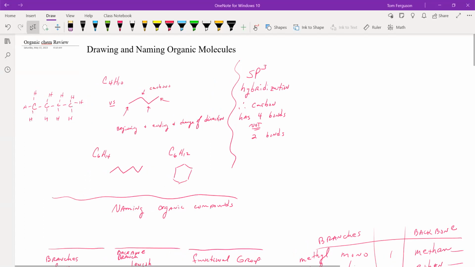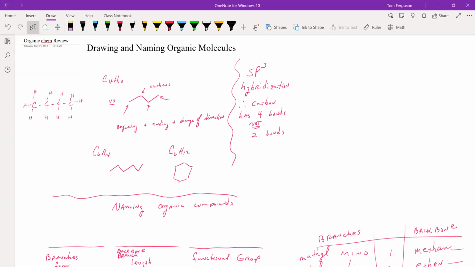Let's first talk about drawing organic molecules. Organic molecules are written in an abbreviated form. If we were to write a 4-carbon hydrocarbon like this, we'd write 4 C's, and then we have to write the associated hydrogens around it.